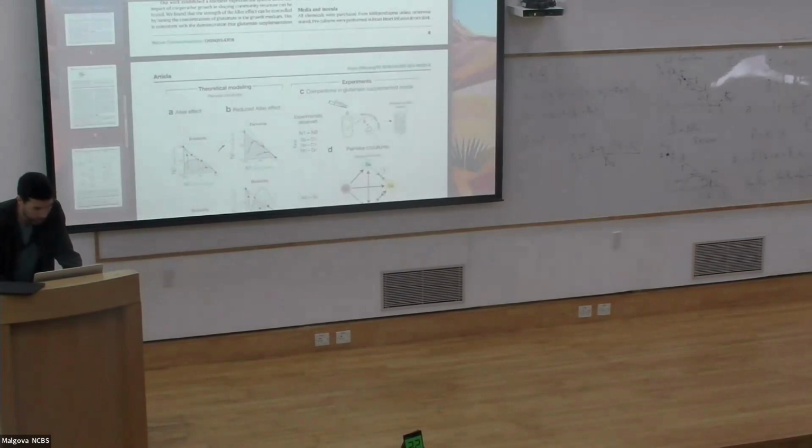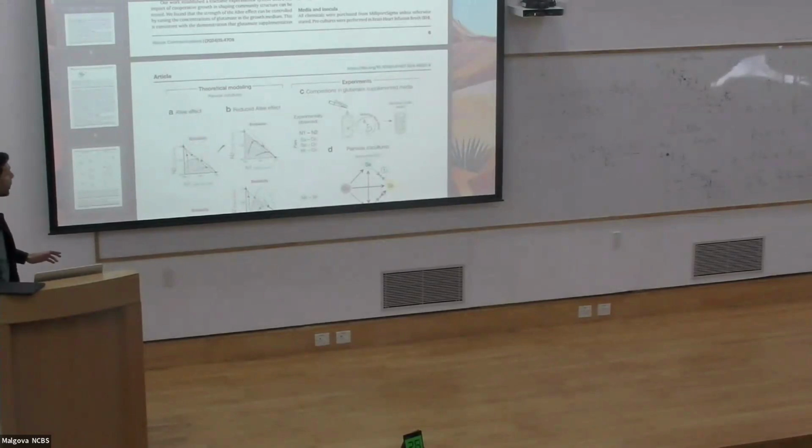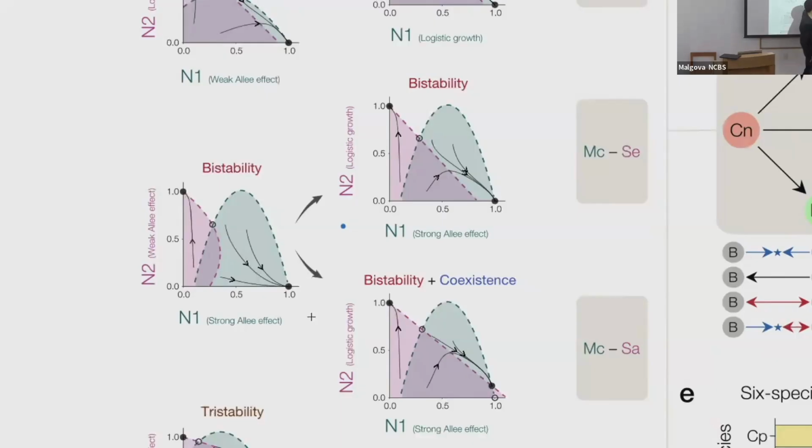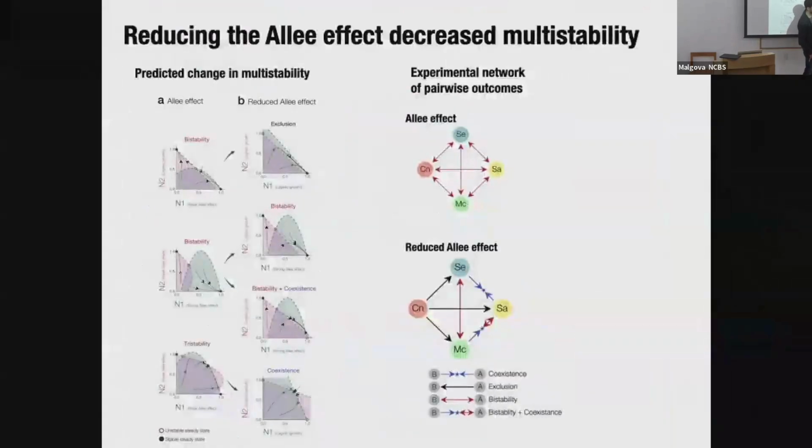And so with this, now let me come back to where I was. So somehow the network of interaction has changed. With the Allee effect, we have bistability everywhere, and without the Allee effect, CN was always excluded, and these were the winners. Then we had still a bistability between 2 species, and in this case we had coexistence, and in this case we had coexistence with bistability.